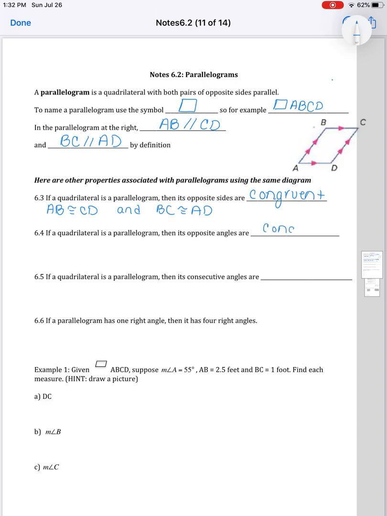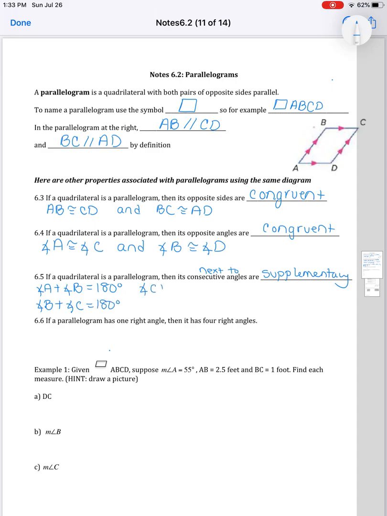So what are some important properties of a parallelogram? Well, if a quadrilateral is a parallelogram, then its opposite sides are congruent. So we're going to use that diagram above just to dissect it even further. If the opposite sides are congruent, then I know that AB is congruent to CD, and I also know that BC is congruent to AD. So those are my opposite sides. If a quadrilateral is a parallelogram, then the opposite angles are also congruent to each other. So I know that angle A is congruent to angle C, and I know that angle B is congruent to angle D.